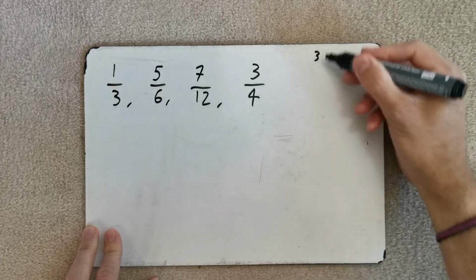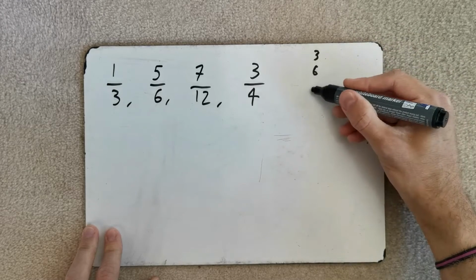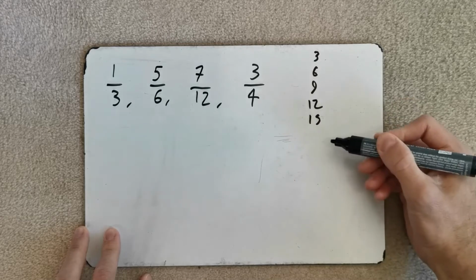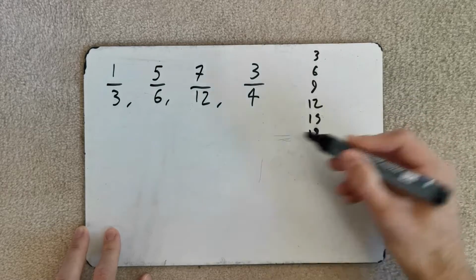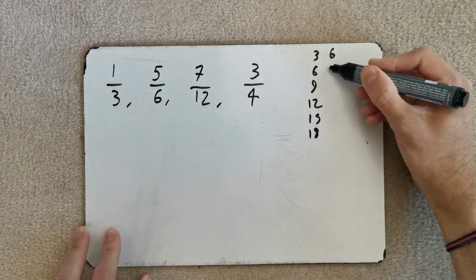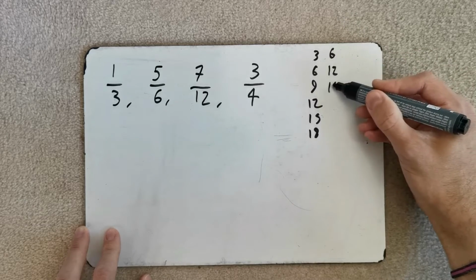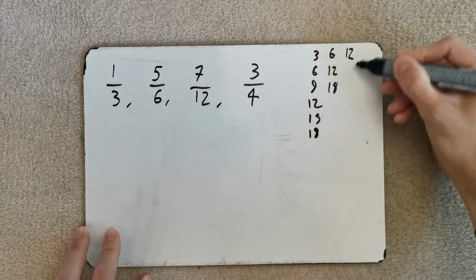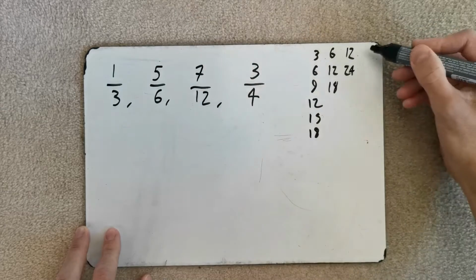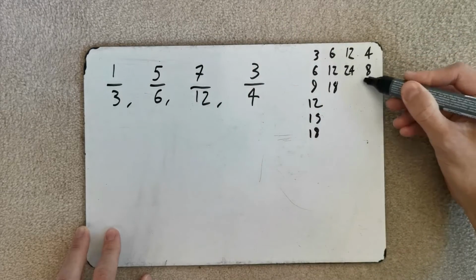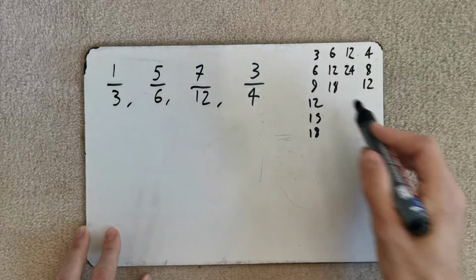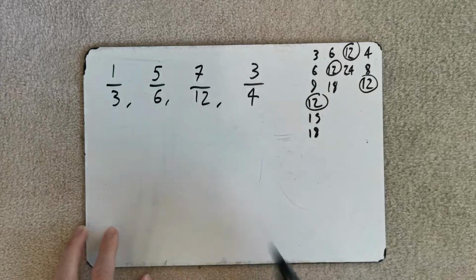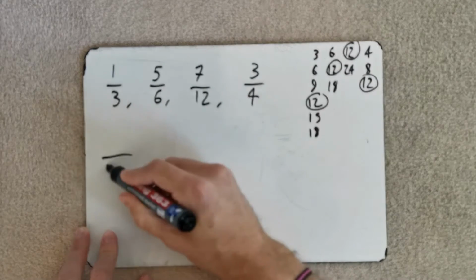What we could do is let's do some of the 3 times table to start with, shall we? To have a look. 15, 18, and so on. 6 times table, 6, 12, 18, and so on. 12 times table, 12, 24, etc. 4 times table, 4, 8, 12, and so on. You might notice 12 comes up in all of these. So let's have 12 as our denominator.